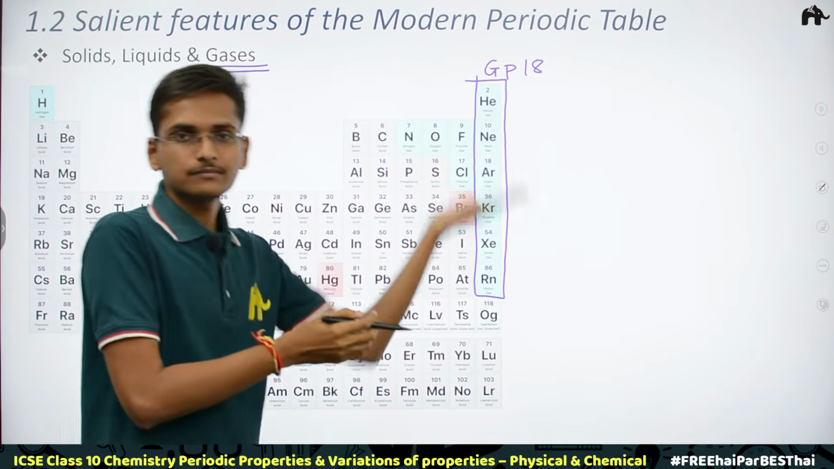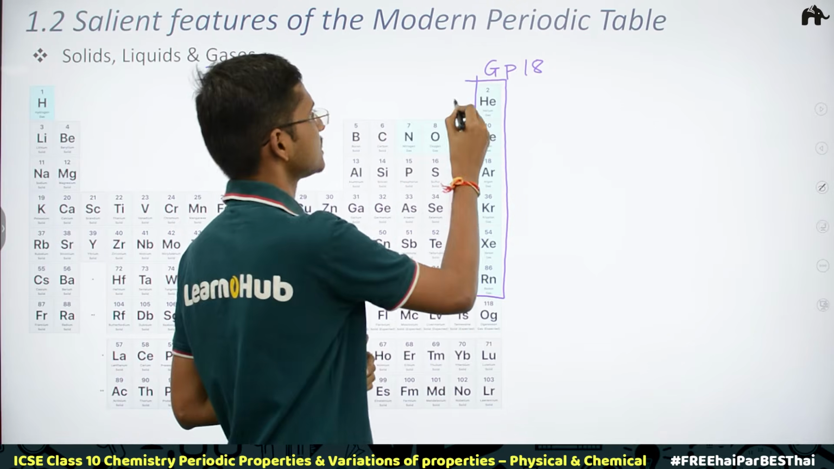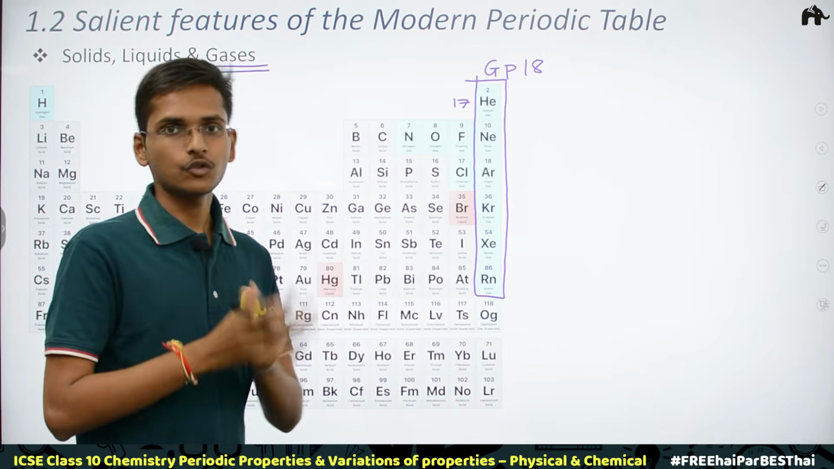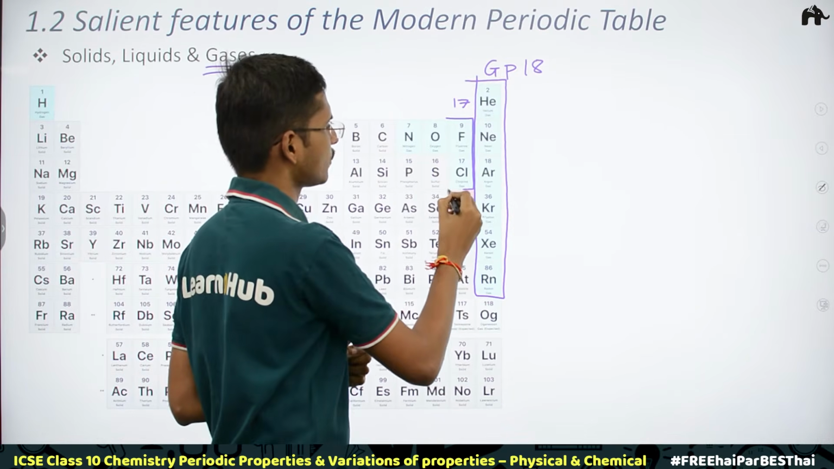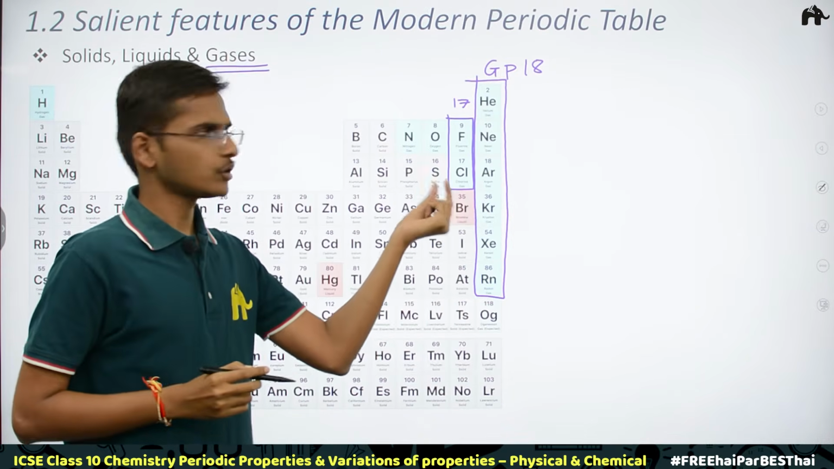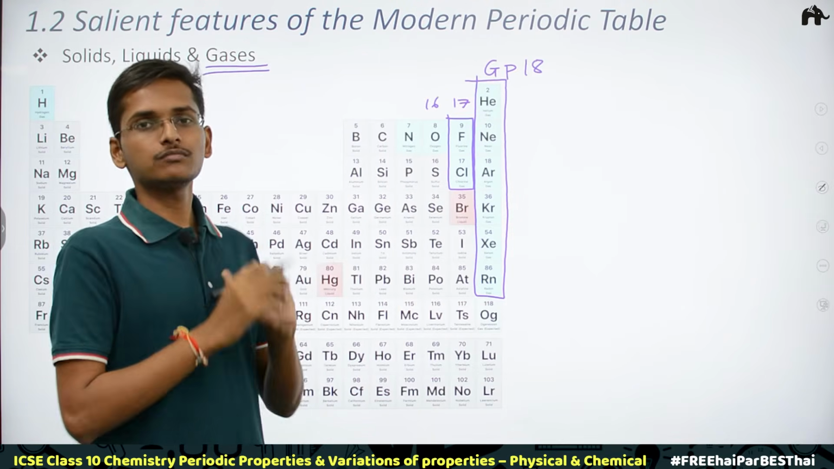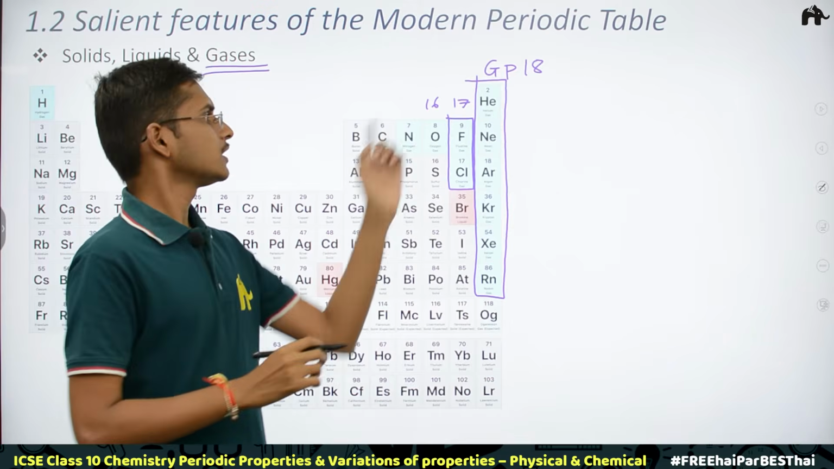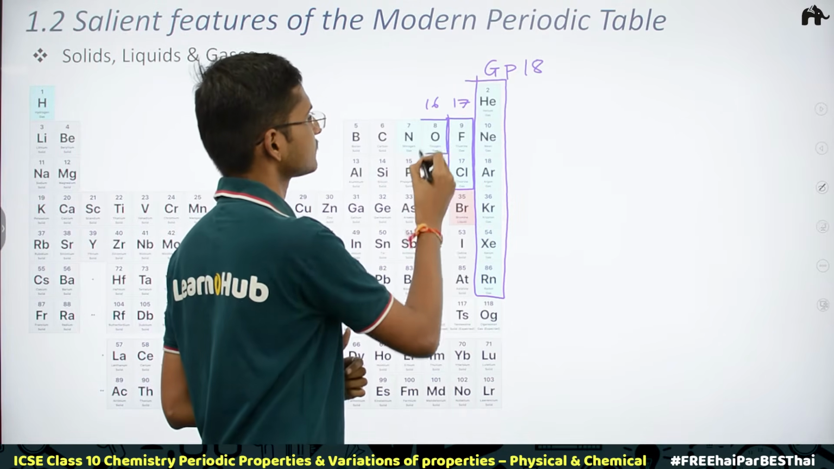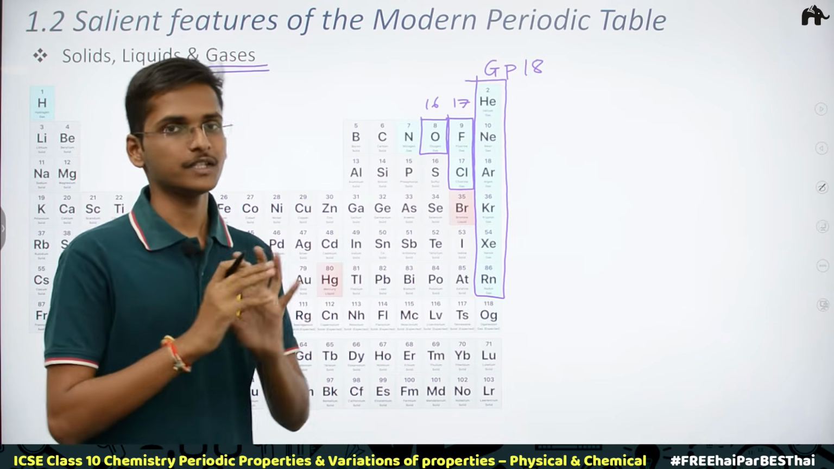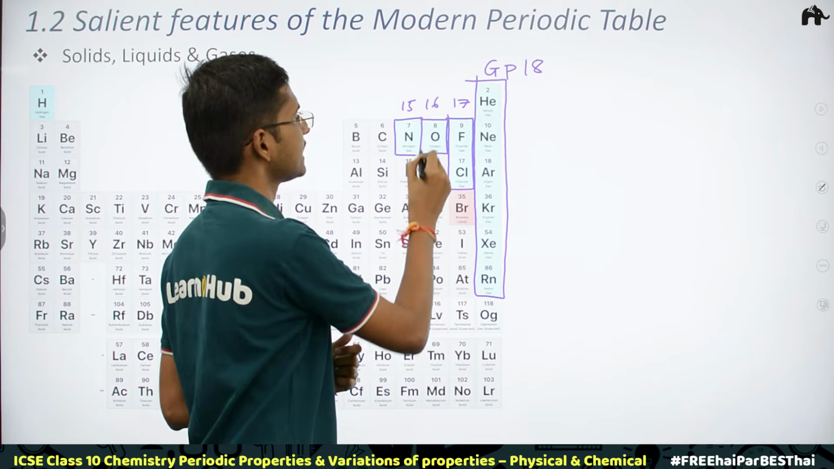Then moving towards the previous group, group 17. In group 17, we know they are halogens. So fluorine and chlorine exist in gaseous state, only the two. And then moving again to the previous group, group 16, only one element. Here there were two elements, now the number reduced to only one. Only oxygen is in gaseous state. And then for group 15, only nitrogen is in the gaseous state.